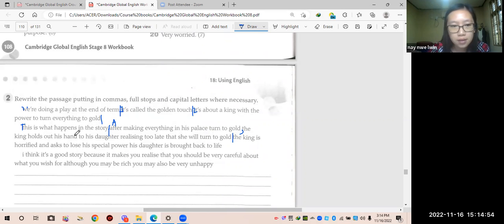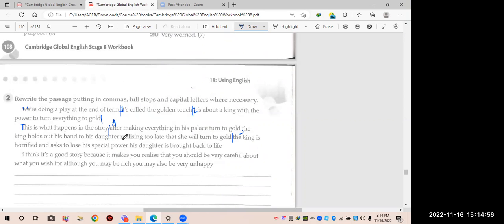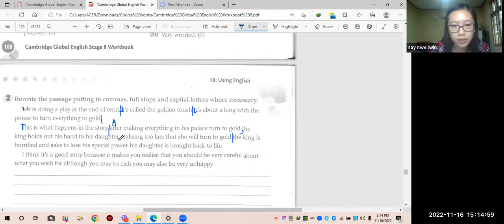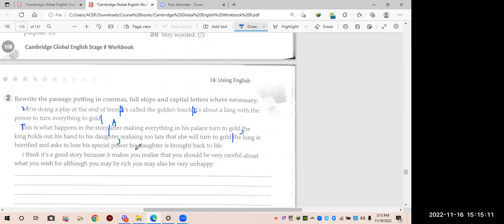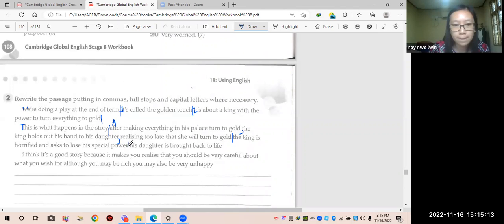So how about this sentence? After daughter, comma. Yes, that is a participle clause, right? Realizing too late that she was turned to gold. So the king is horrified and asks to lose his special power. His daughter is brought back to life. So what do we have to do after here? After power, full stop. After life, full stop again. Okay.